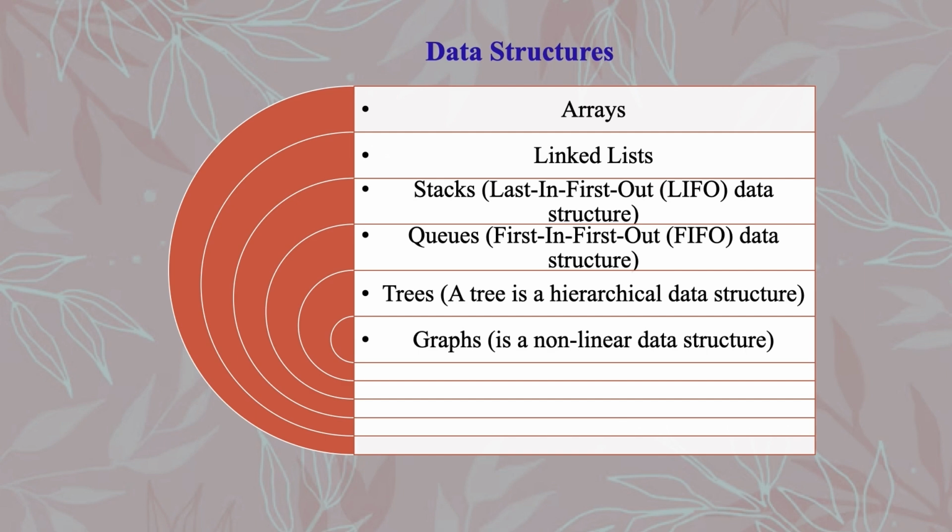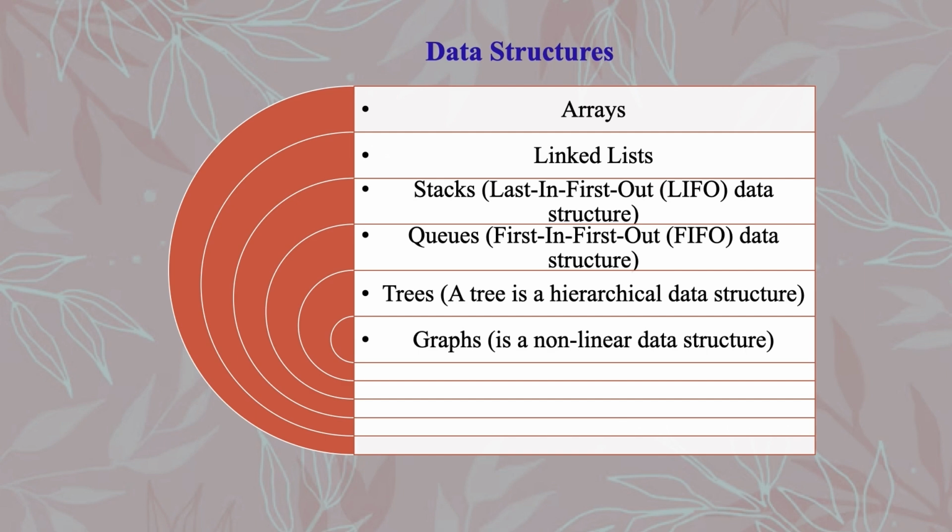Next, the data structures stack and queue. What is a stack? A stack is last in, first out, meaning whoever comes last is the first to go out. The last book we inserted will be the first one out. That's called LIFO. A stack is called LIFO. It is a data structure where elements are added and removed from the top of the stack. For example, a stack of plates, where you add and remove plates from the top of the stack.